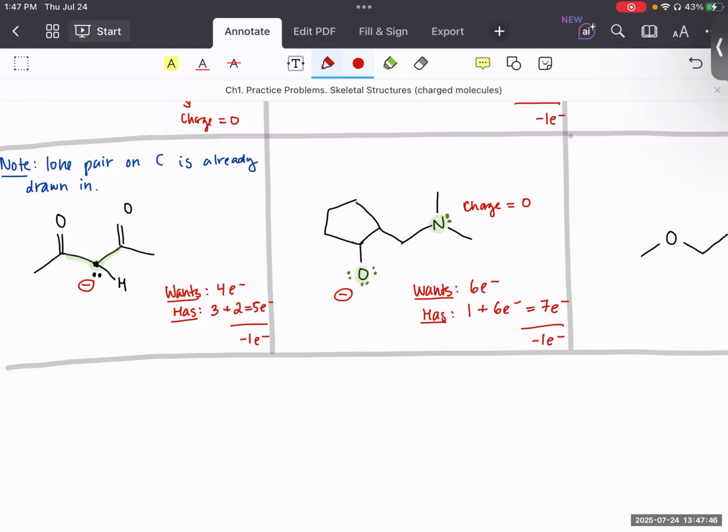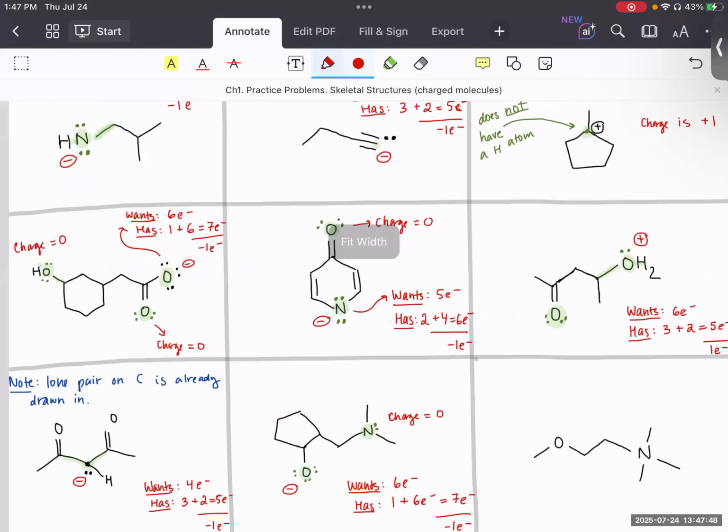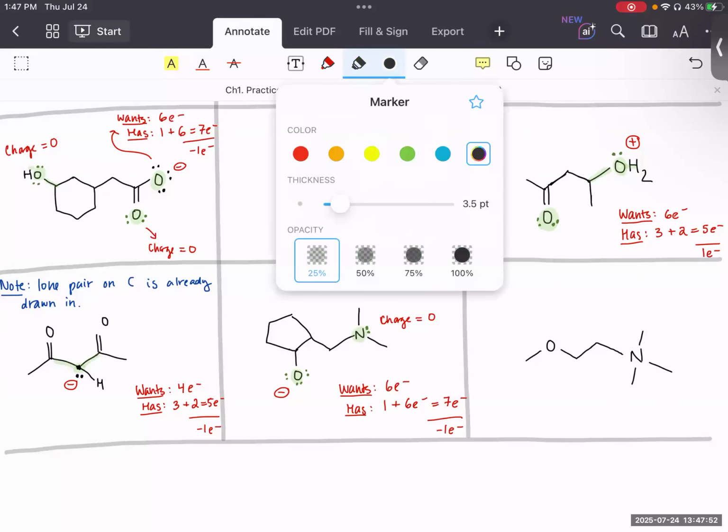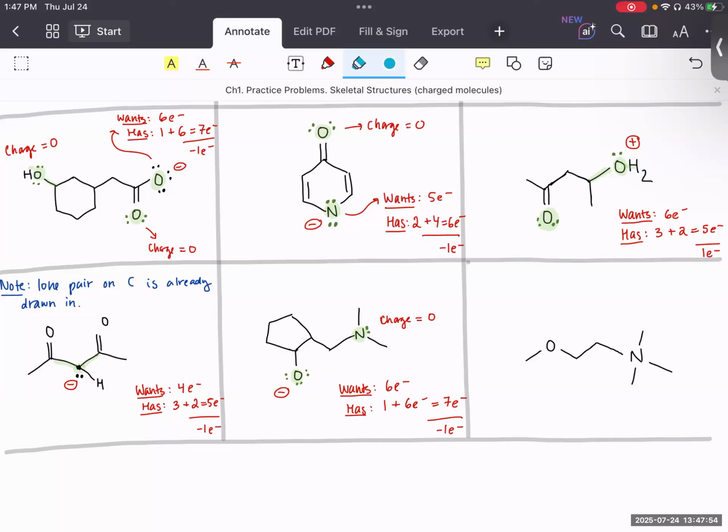And we can see that the structure is very similar to the one that we saw up here. I'll highlight this in blue. So we can see that this structure right here ends up being very, very similar to this one, where both of them have those 3 lone pairs on an oxygen, and as a result of that have a negative charge.